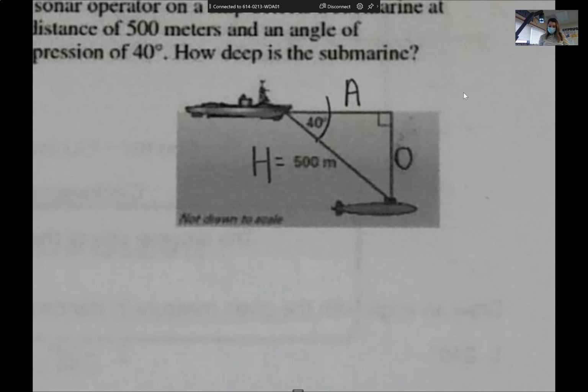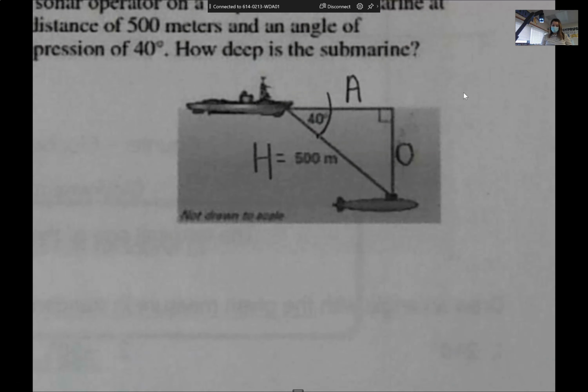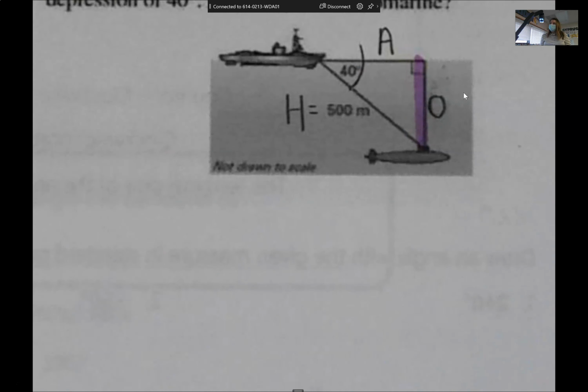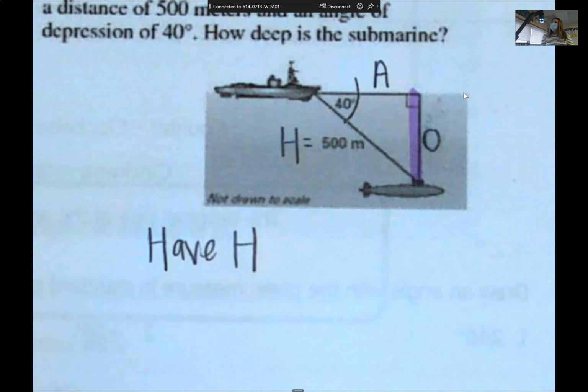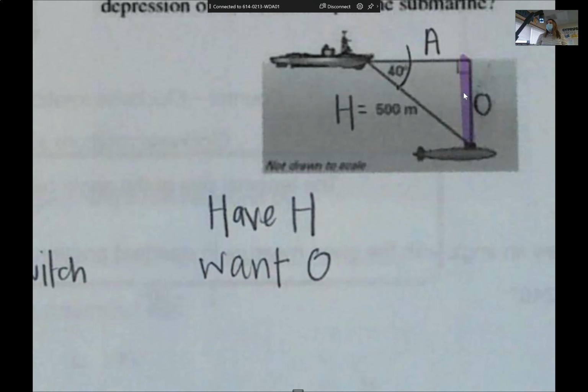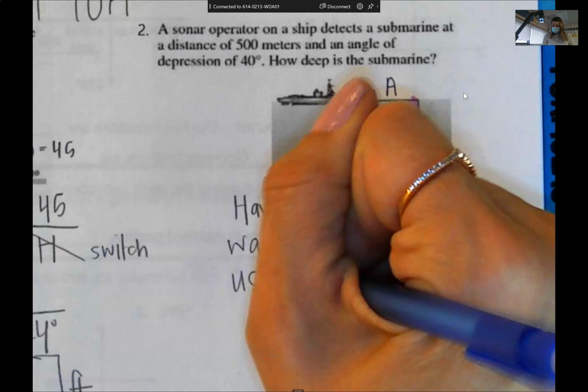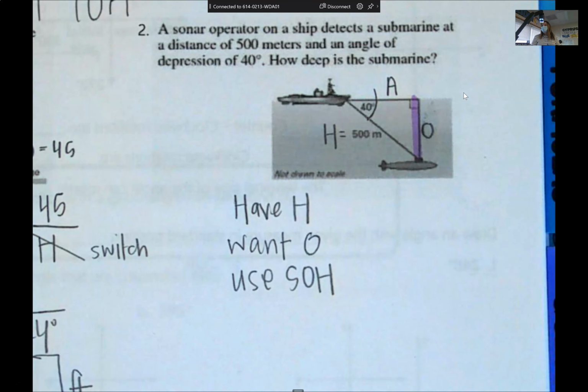They are asking us to find how deep the submarine is. So this time they are asking us to find O. They want to know how deep the submarine is. We have H, but we want O. So out of my SOHCAHTOA, the only one that has those two letters is SO. So use sine.